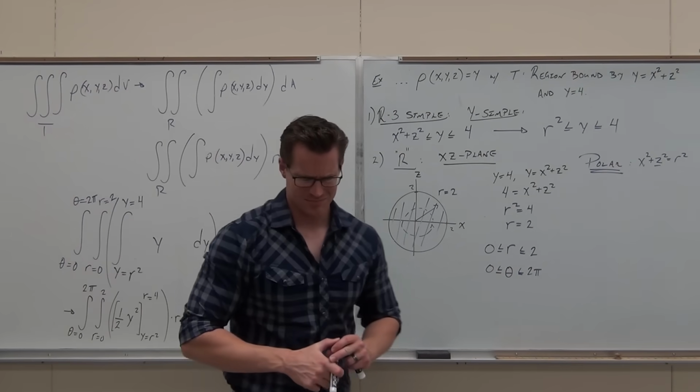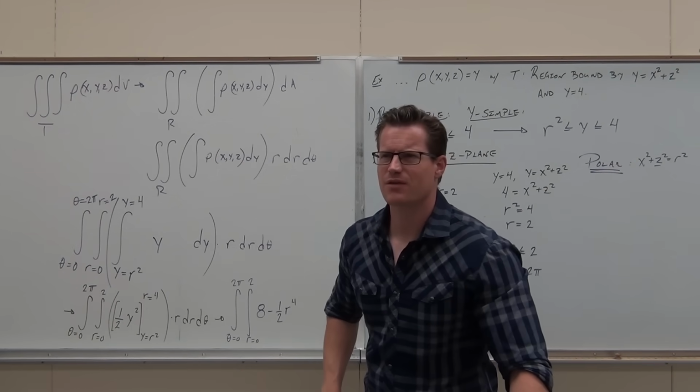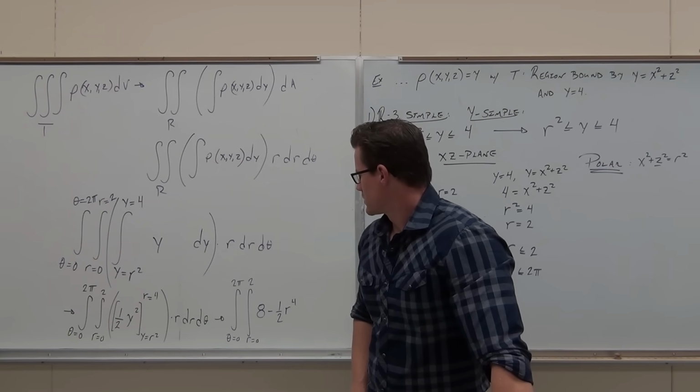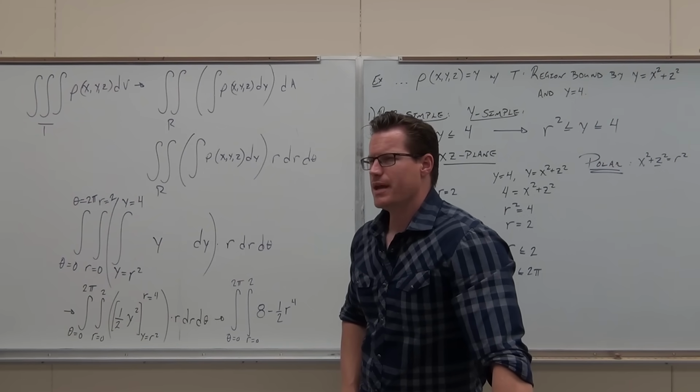I think I get that. Did you get that? 8 minus 1/2 r squared? Oh, sorry, out of 4. Tell me what's the next thing you should be writing.